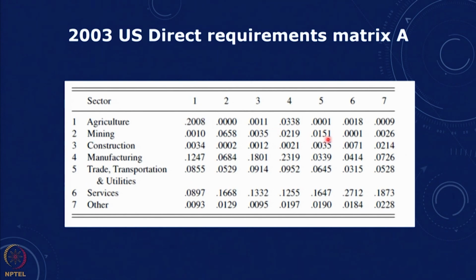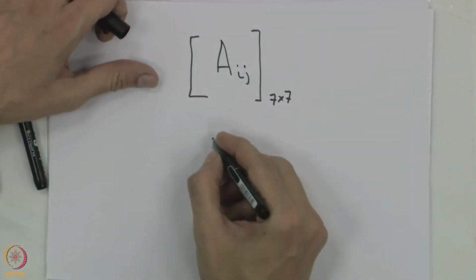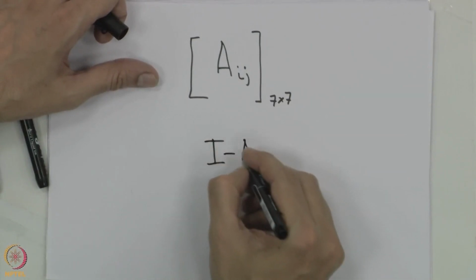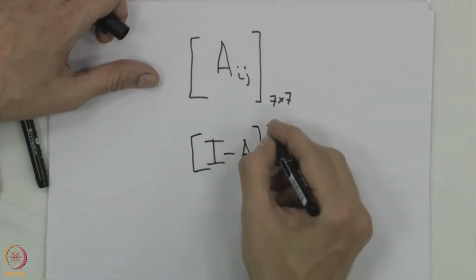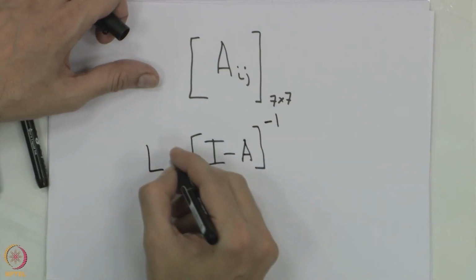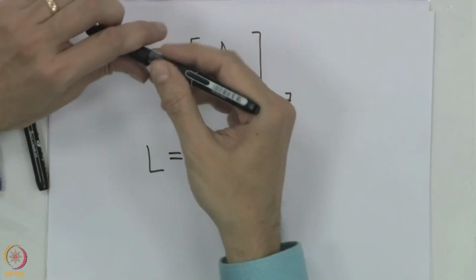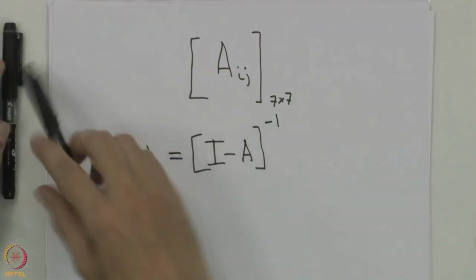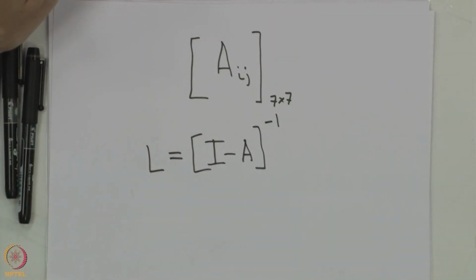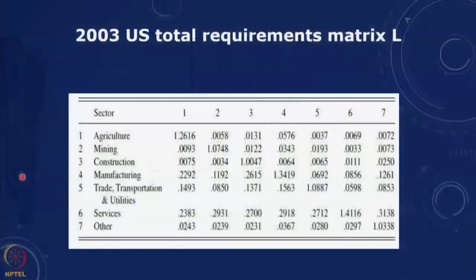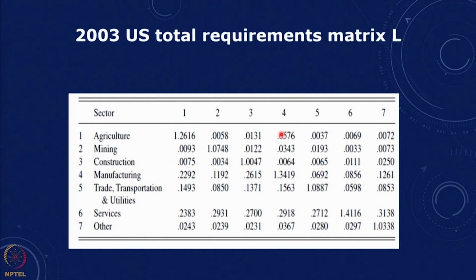Now when we take this A matrix, we can calculate I minus A and then take the inverse of that, and that gives you the matrix which we are talking of. This is the inverse matrix that we are looking at, and this is the L matrix. So this is the matrix that we calculate. This is the Leontief inverse that we are talking of.